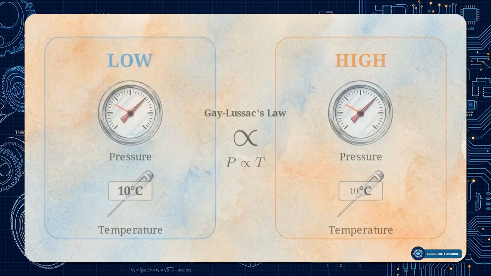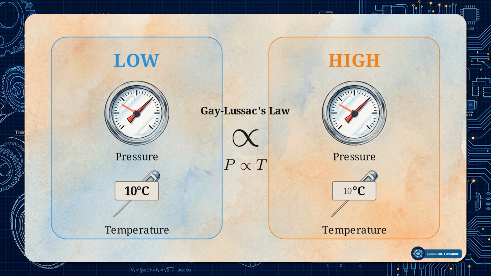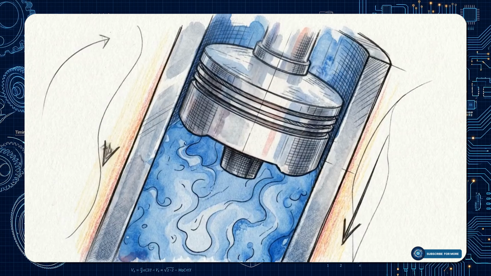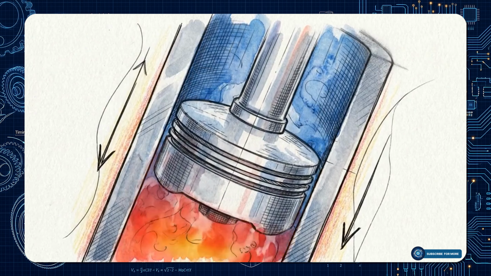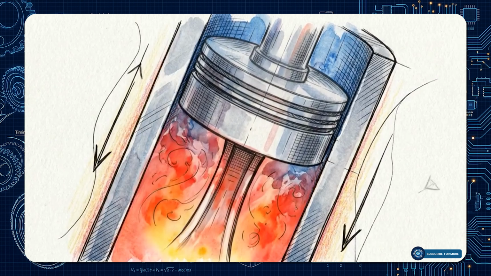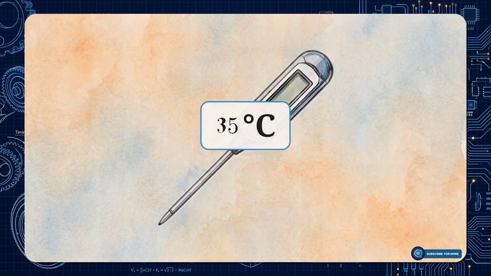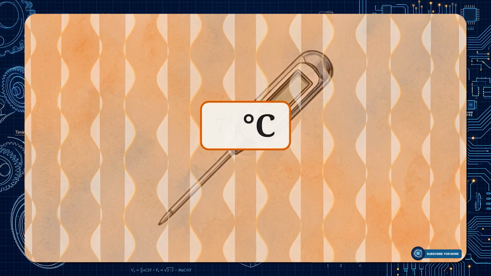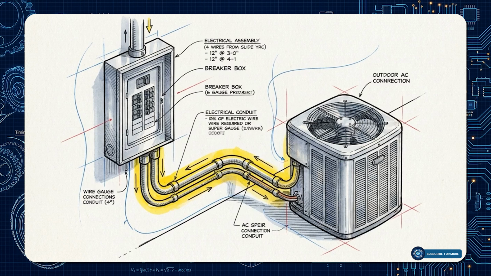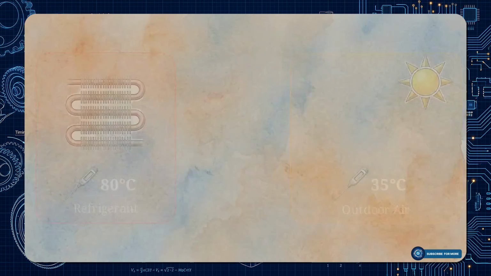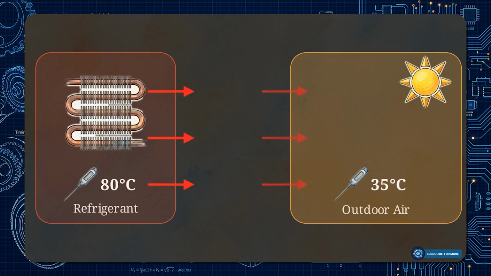The system now utilizes Gay-Lussac's law, which defines the direct proportional relationship between a gas's pressure and its temperature. By forcefully squeezing the refrigerant gas into a much smaller volume, the compressor causes its pressure and temperature to rise simultaneously. The resulting high-pressure gas is significantly hotter than the summer air outside, often reaching temperatures between 60 and 80 degrees Celsius. We expend electrical energy to spike the refrigerant's temperature above that of the outdoor environment. This allows the captured heat to finally flow outward into the hot air.